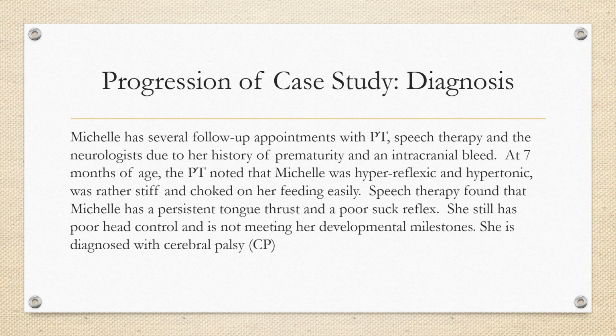So progression of case study or diagnosis. So Michelle has several follow-up appointments with PT, speech therapy, and the neurologist due to her history of prematurity and an intracranial bleed. At 7 months of age, the PT noted that Michelle was hyperreflexive and hypertonic and was rather stiff and choked on her feeding easily. Speech therapy found that Michelle had a persistent tongue thrust and poor suck reflex. She has had poor head control and is not meeting her developmental milestones. She is diagnosed with cerebral palsy.